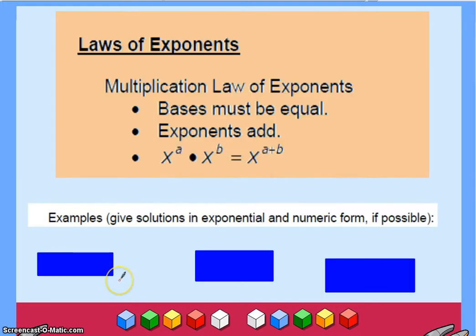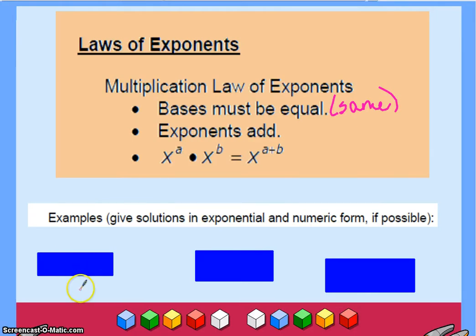Okay, so the multiplication law of exponents. First of all, the bases must be equal. What it's saying is the bases have to be the same. Okay, it's just like anything else we've done. You can't combine x's with y's. You can't combine x's with constants. They've got to be the same. And then you add the exponents.